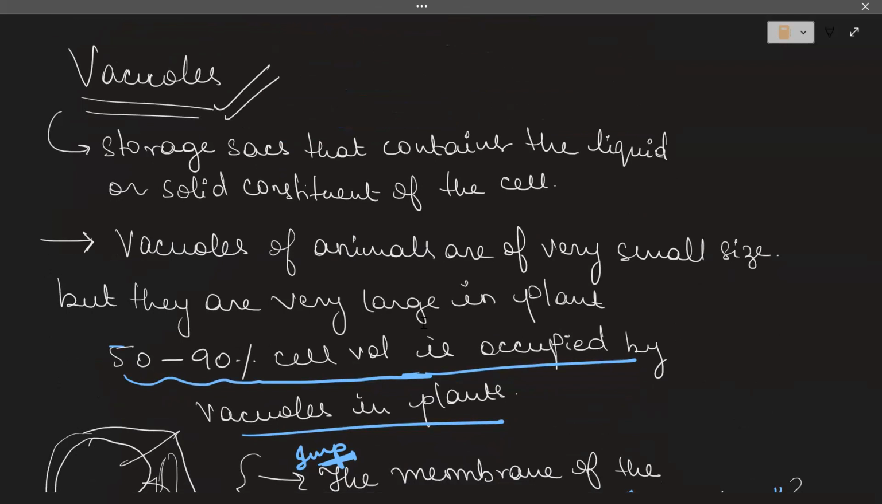Now always remember, vacuoles in the case of animals are very small or not present at all. But in the case of plants, there are huge vacuoles present, and some vacuoles even take 50 to 90% of the volume of the cell. So in animals the vacuoles are very small in size, whereas in plants there are a lot. Clear?